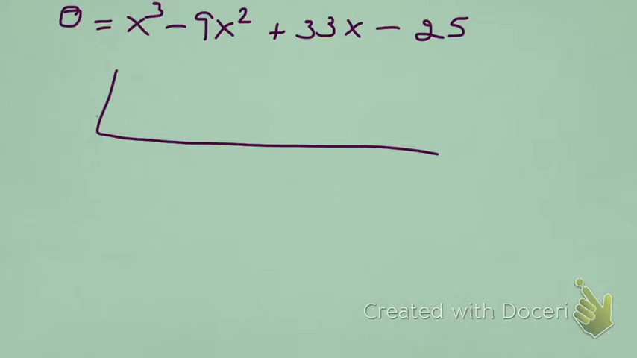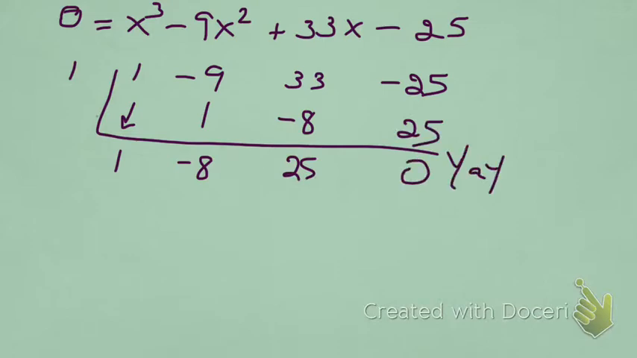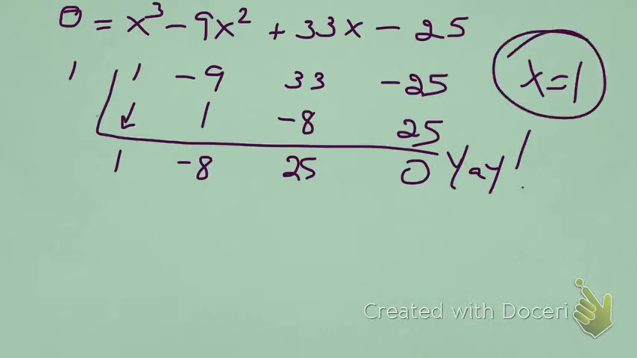Let's copy our coefficients: 1, negative 9, 33, negative 25. All terms are represented. We're going to divide by 1 because we want to know if 1 is an answer. Bring this down. 1 times 1 is 1 on the side. Negative 9 and 1 is negative 8. 1 times negative 8 on the side. 33 take away 8. 1 times 25. It is, oh, look at that. Oh, it's good. That tells us that x equals 1 is one of the answers.